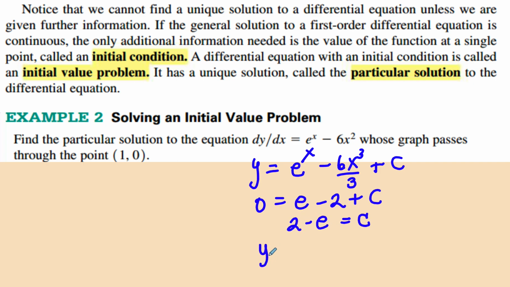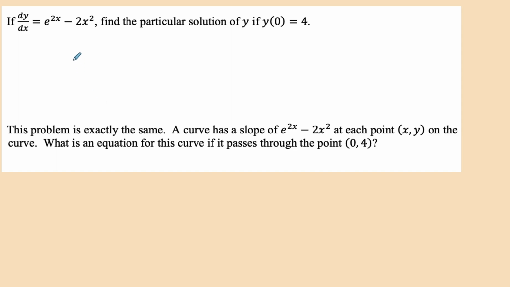And so now we can write the particular solution. This is the one equation that has the point, this point (1, 0) going through it. And then we can put plus 2 minus e. And this is what we call a particular solution, because it's the one solution that has this point in it. Let's go ahead and do it again. We're going to solve for y. y is equal to, and then e to the 2x, and then we have to adjust by multiplying by 1/2, and then minus 2x cubed over 3 plus c.